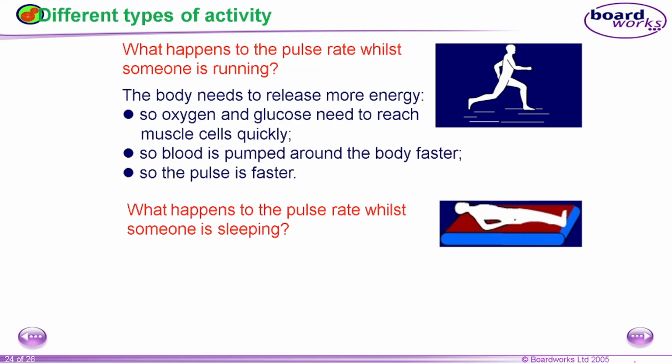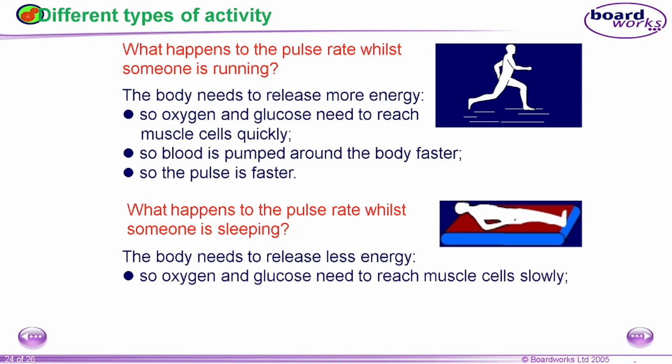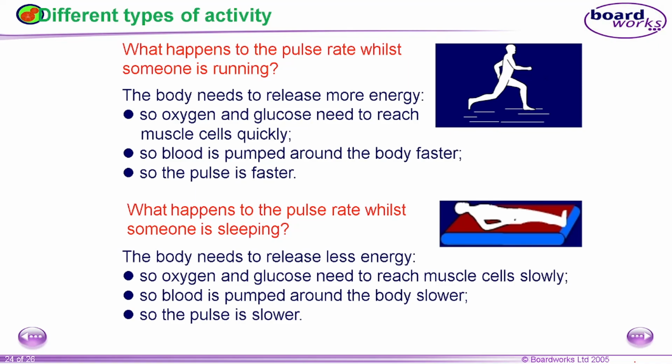What happens to the pulse rate while someone is sleeping? The body needs to release less energy. And remember, there's still a pulse rate, as we still use energy. For example, rapid eye movement, REM, occurs during the night, which requires energy, and that still requires a pulse. Oxygen needs to be delivered. We still need the release of energy, so oxygen and glucose need to reach muscle cells slowly. So blood is pumped around the body slower, so the pulse is slower.